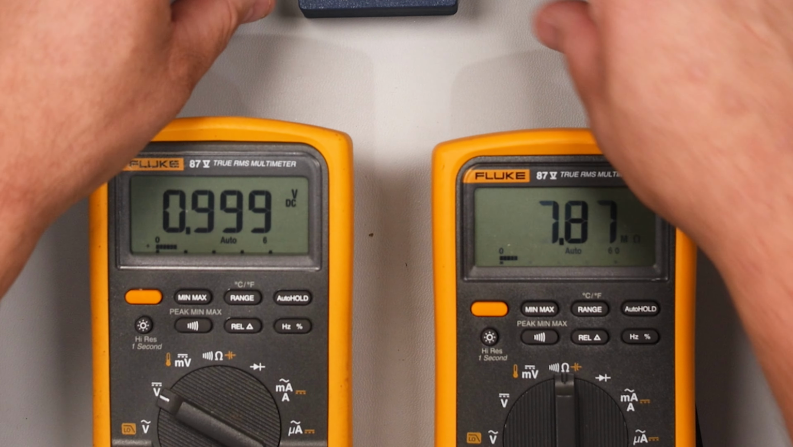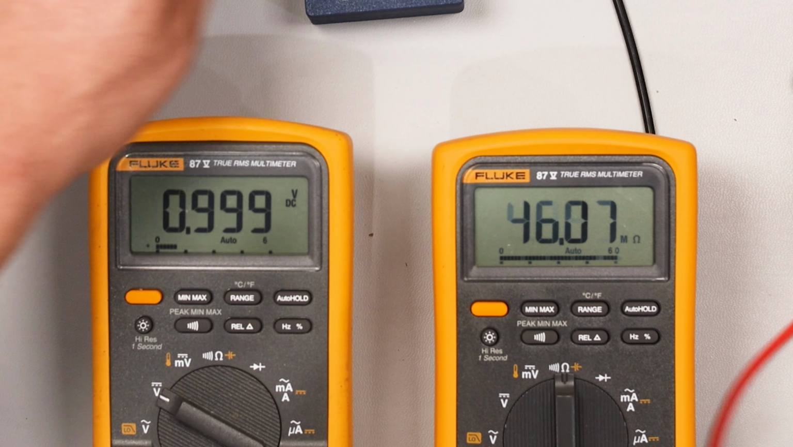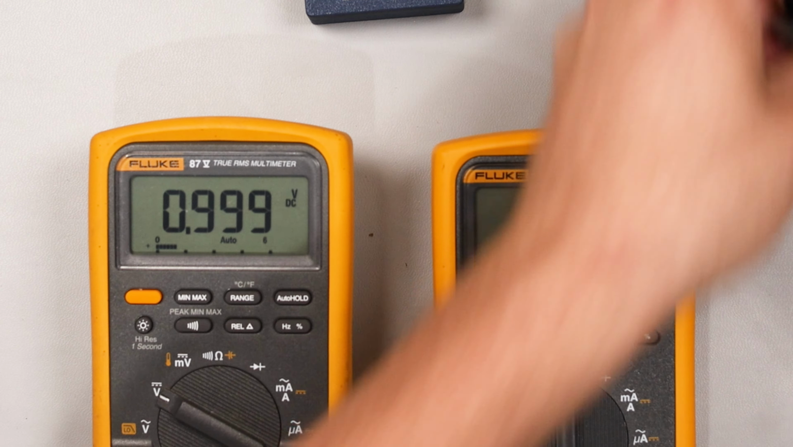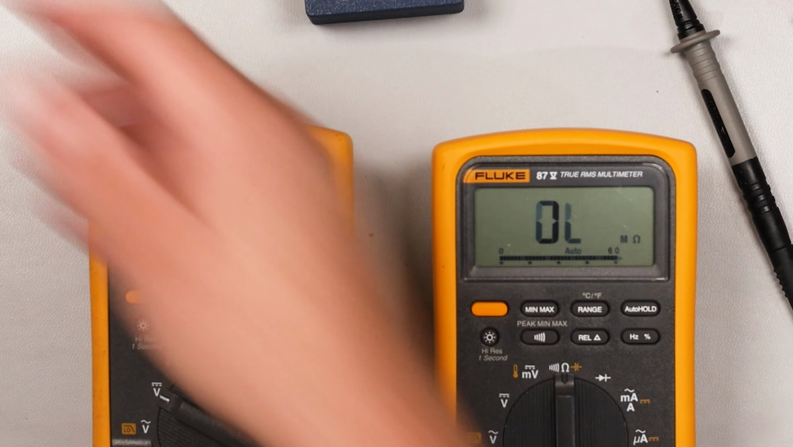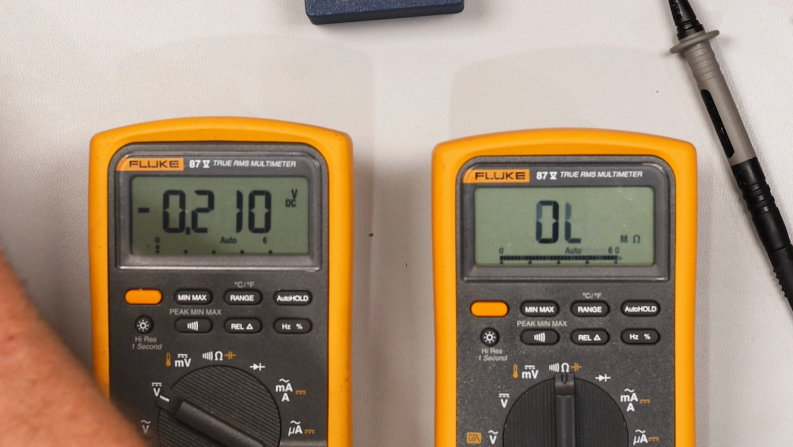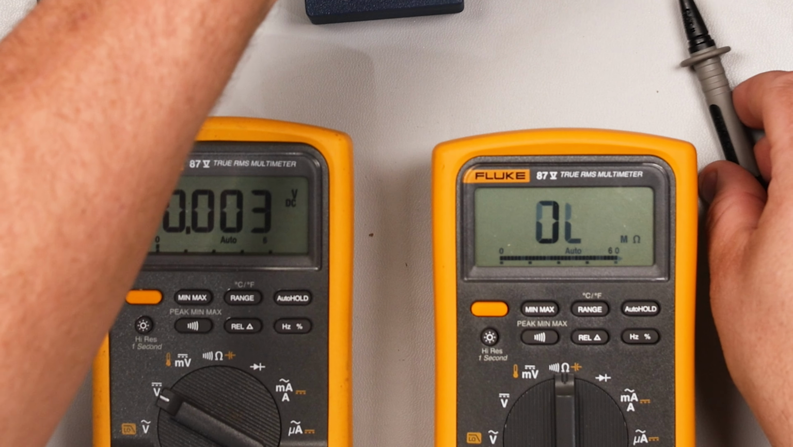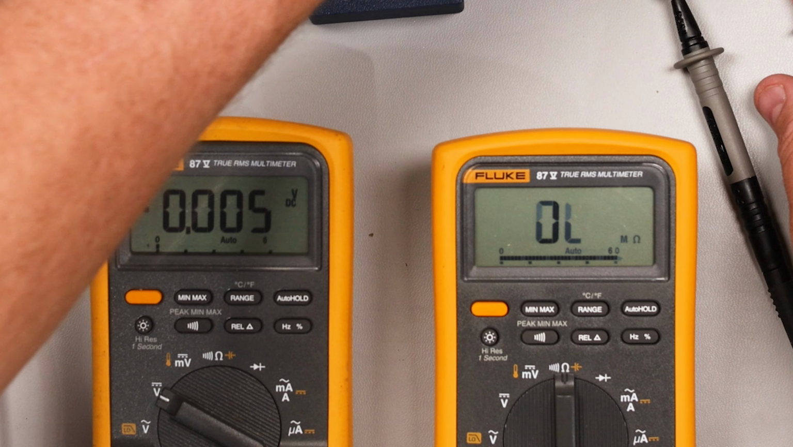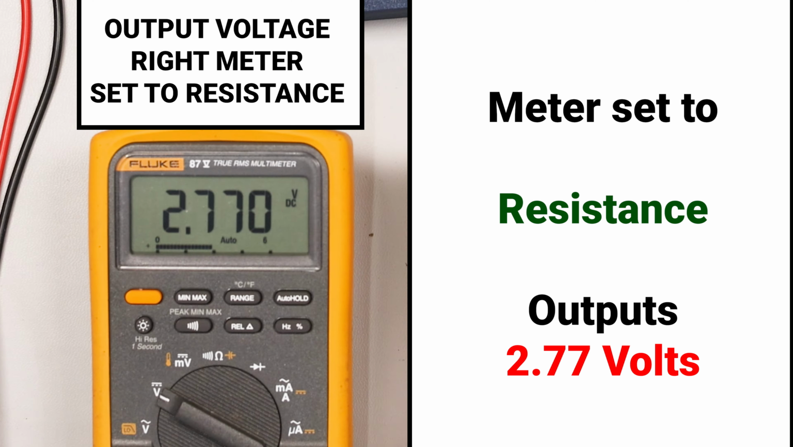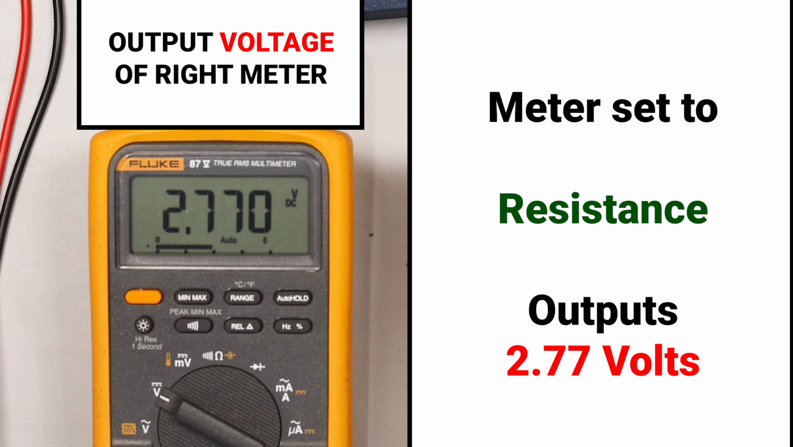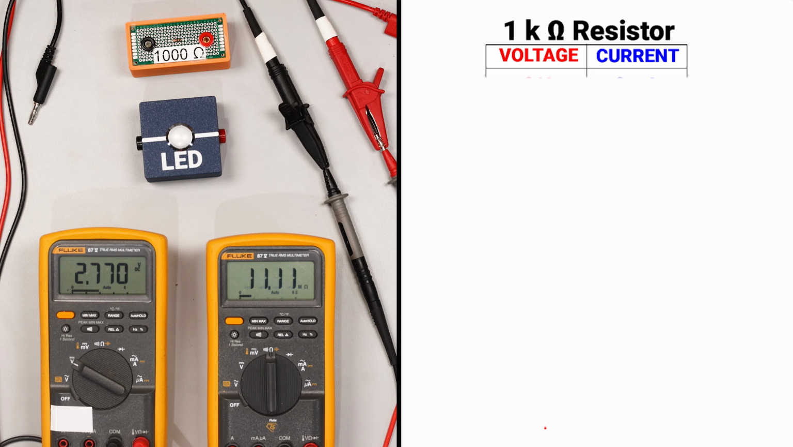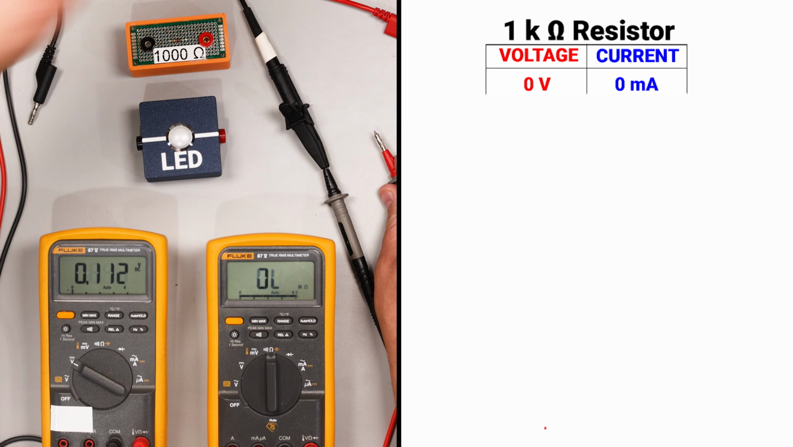In order to understand our next measurements, we need to see what the voltage is when our multimeter is reading resistance. So I've set my right meter to read resistance, and I'm going to connect my left meter reading the voltage. So this is the output voltage of my right meter. When the meter is reading the resistance of a circuit, the output voltage of that meter is approximately 2.77 volts. Okay, with that information, we can disconnect the meters.